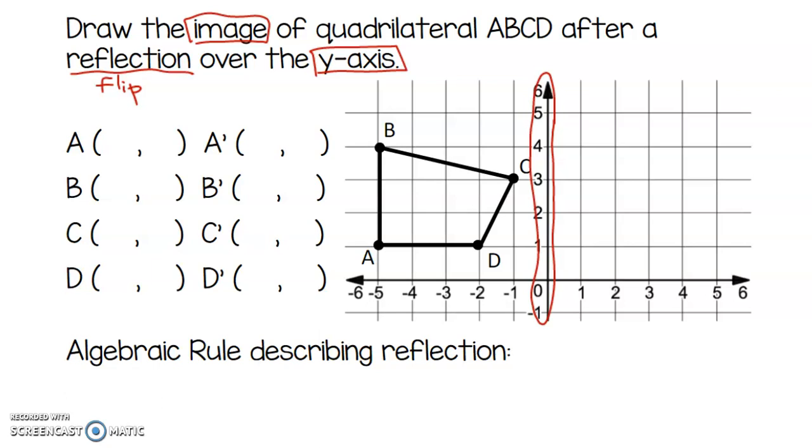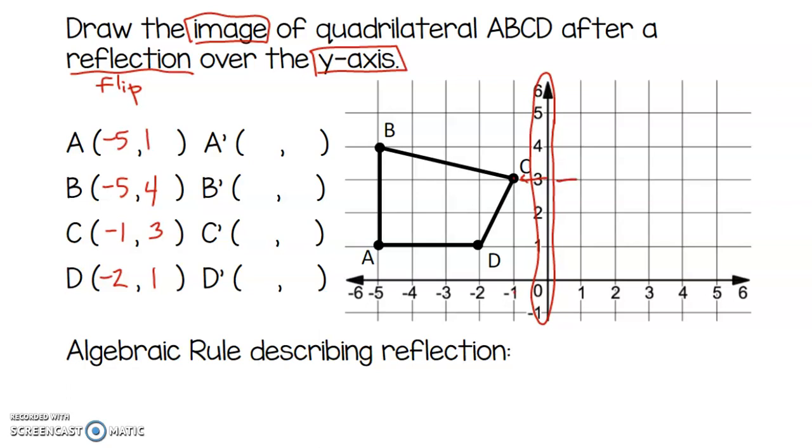So A is at -5, 1. B is at -5, 4. C is at -1, 3. And D is at -2, 1. Okay, for it to be a mirror image, then when I copy these points, they should be the equal distance apart from the line of reflection, right?